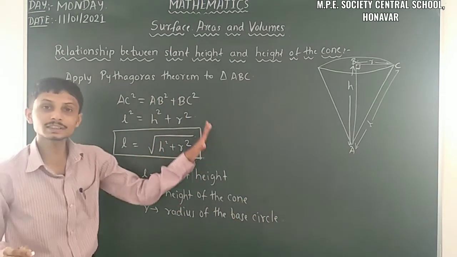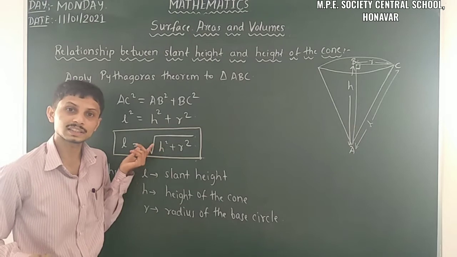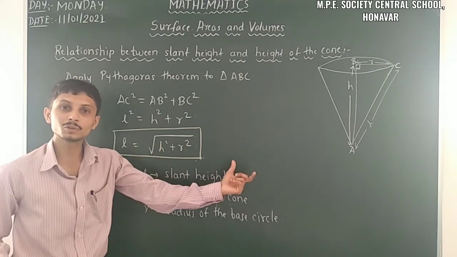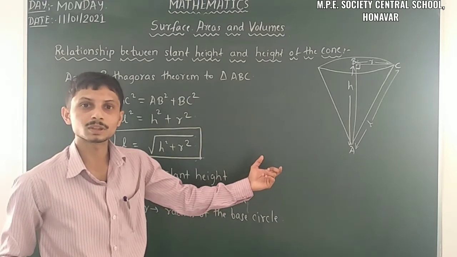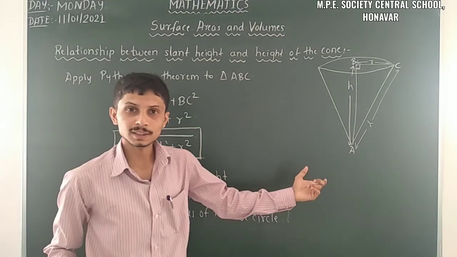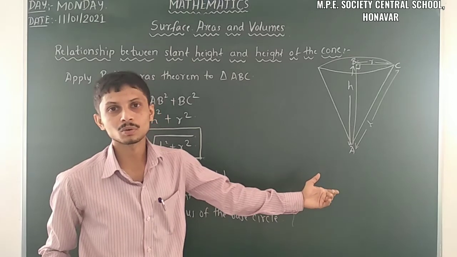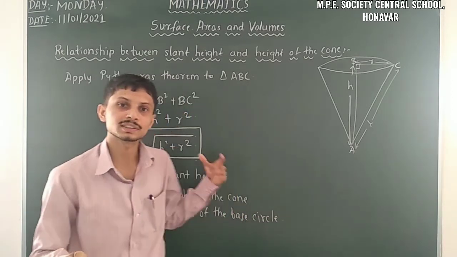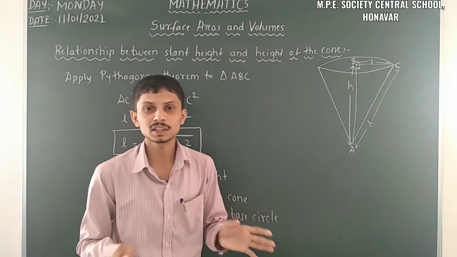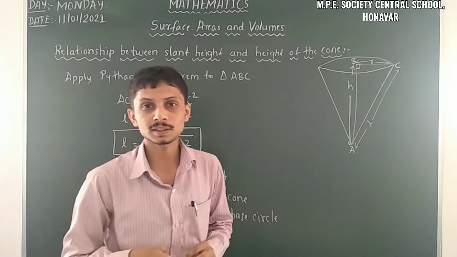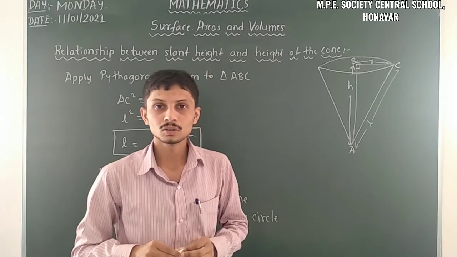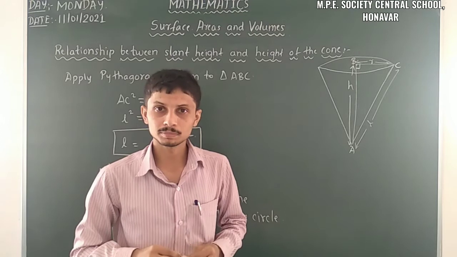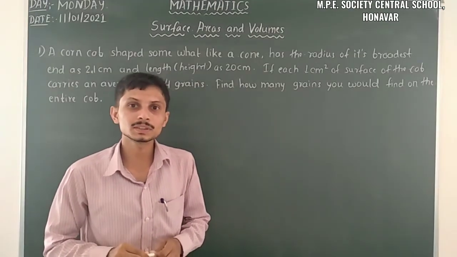Using this relation we find the slant height, and once we have the value of the slant height, we can use the formulas for the curved surface area and the total surface area of the right circular cone. Using the known values, we find the slant height, then the curved surface area and total surface area. So let us move on to some problems based on this relationship. Let us take the first problem of this video.